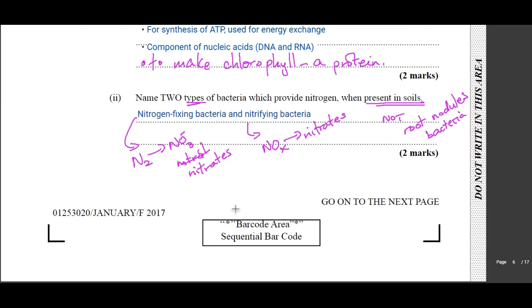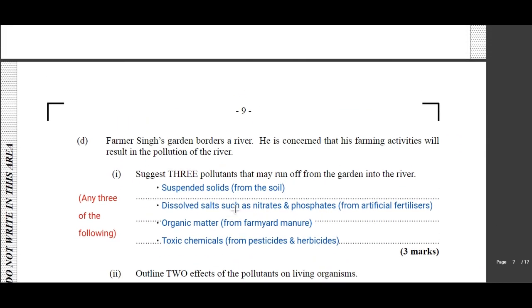Yeah. Let's see. Next one. Farmer Singh's garden borders a river. He's concerned that his farming activities will result in the pollution of the river. So you have to suggest pollutants that may run off from the garden into the river. Notice run off. So you're looking for any kind of pollutants that's going to actively come from the garden and that can be washed away into the river. All right, so those are the ones you want to pay attention to.